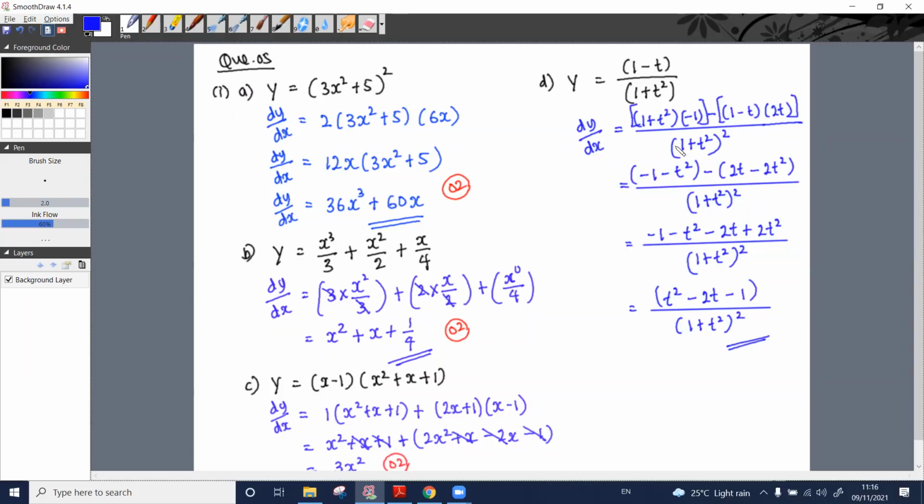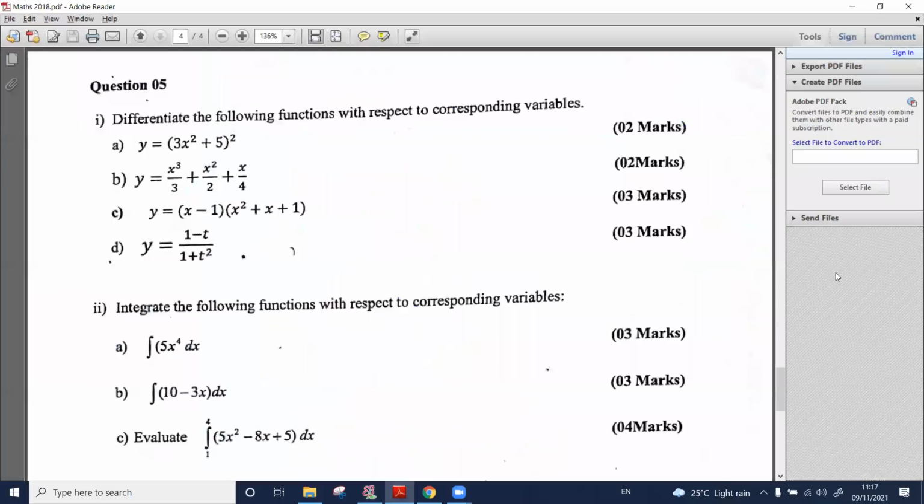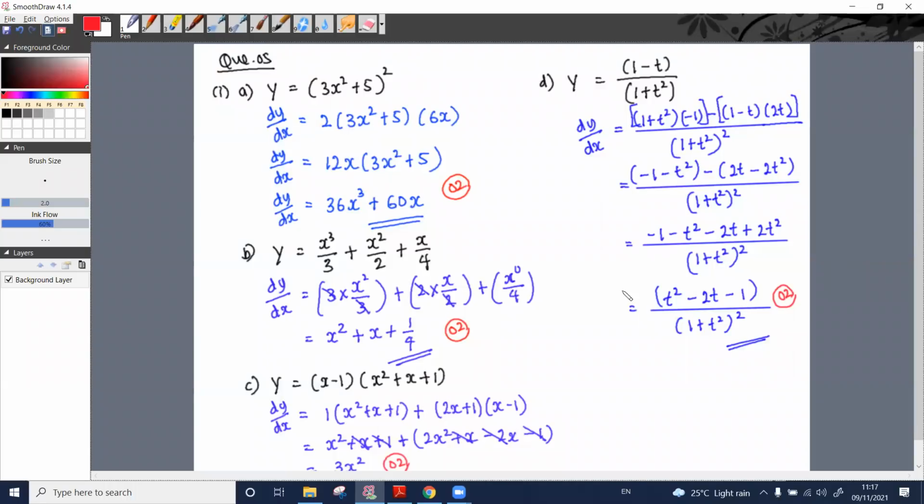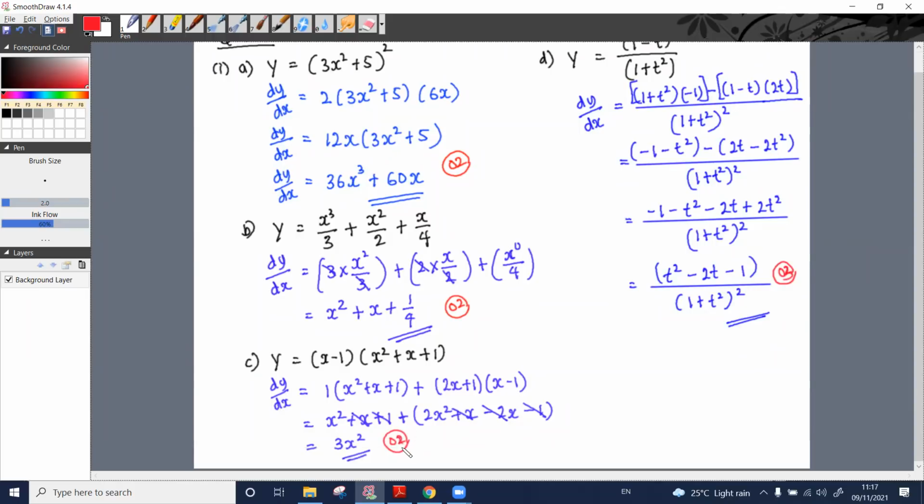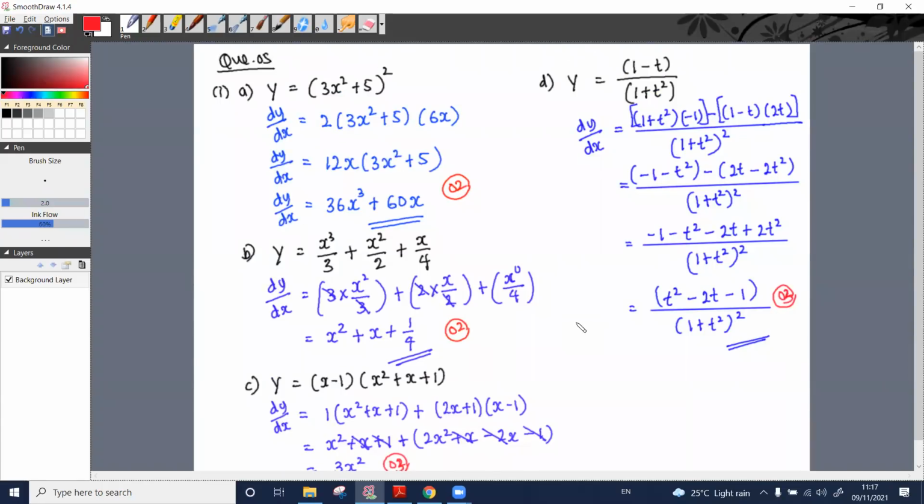This is actually where we apply the differentiation rule, right? After that, it is about simplification. This should be your final answer. 2 marks. Sorry, 3 marks. For this one, 3 marks. And for part C also, it is not 2, it should be 3 marks. Altogether 10 marks for part 1 for the differentiation sum.